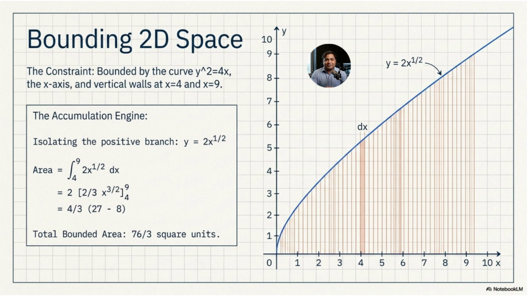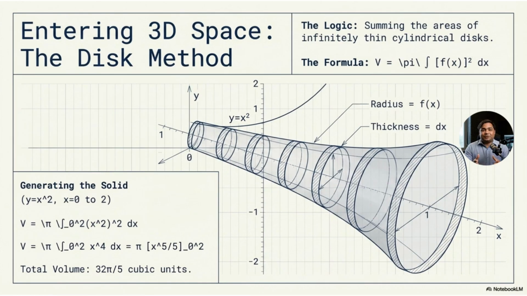Which equals 76 over 3. So the total bounded area is 76 over 3 square units. This slide shows how integration accumulates infinitely thin vertical slices to calculate a complete two-dimensional area. This slide moves from two-dimensional area into three-dimensional volume.